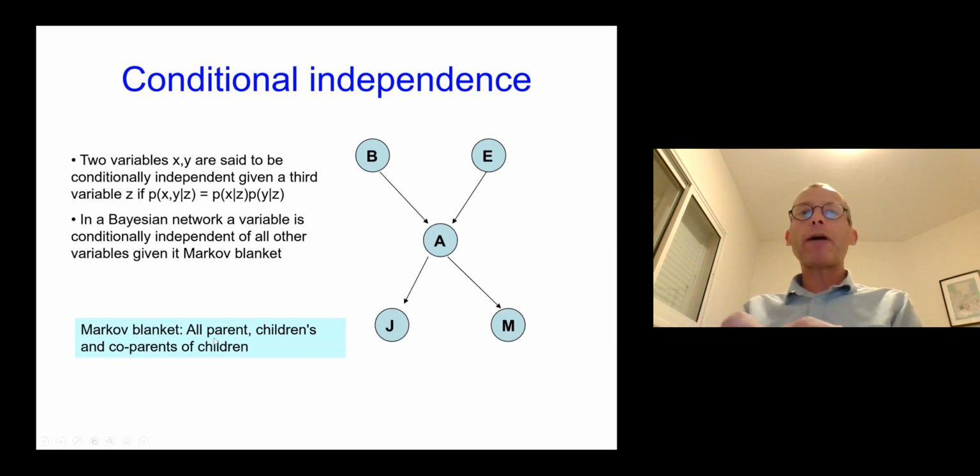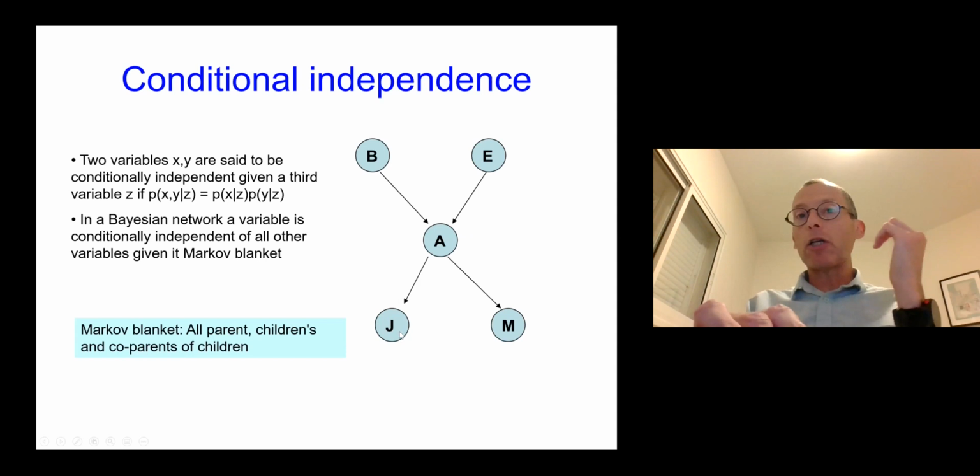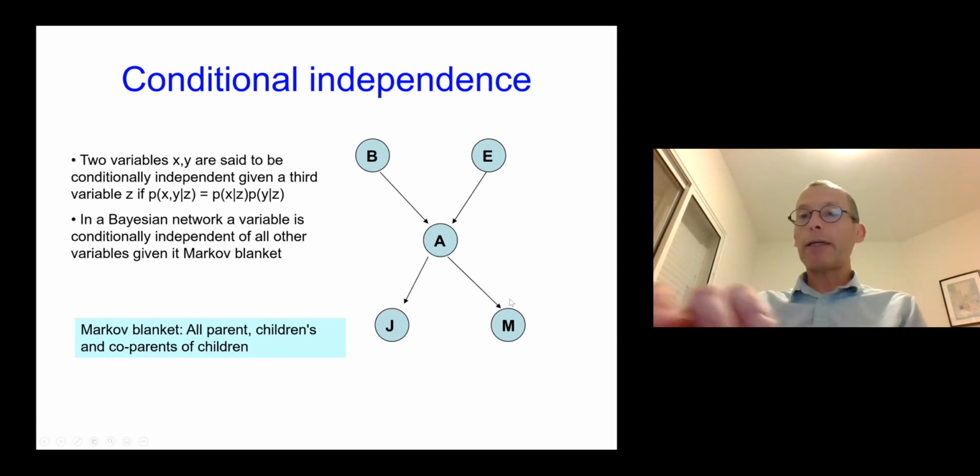The Markov blanket is defined by all parents, children, and co-parents of children. Okay? So for example, J, if you look at J, it has one parent, A, and it doesn't have any children or co-parents of children. So J is independent of everything else if we know A. Okay, so if I want to know whether J called me, it's enough for me to know A. I don't care about anything else.